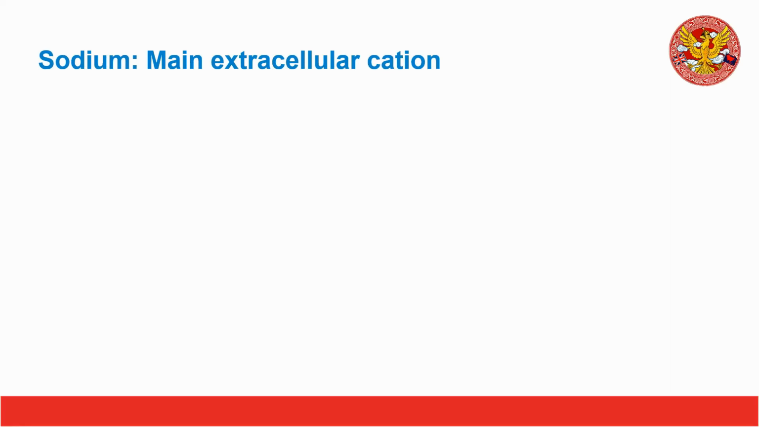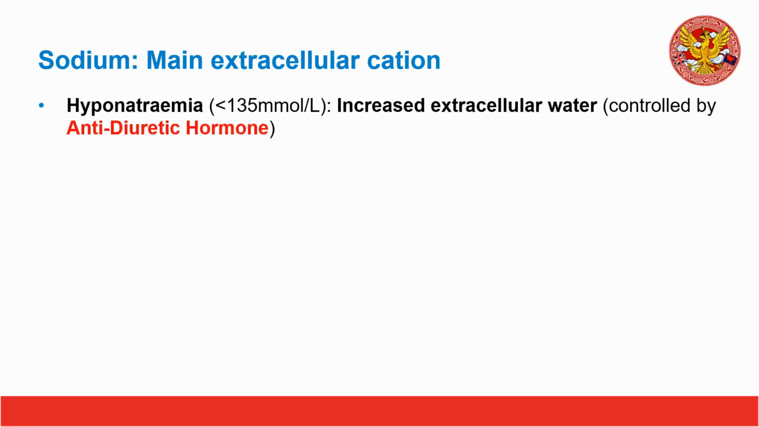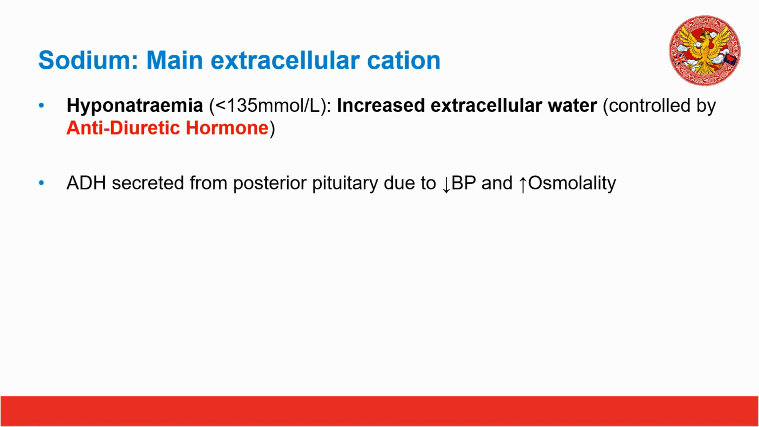Sodium is actually the main extracellular cation. So if you're thinking about what controls sodium levels in blood, it is the extracellular water, which is controlled by the antidiuretic hormone. This is released by the posterior pituitary in response to reduced blood pressure and increased osmolarity. And what it does is act on the distal part of the kidneys and reabsorb water. So when you are thinking sodium, think about ADH. ADH is the main determinant of sodium concentration in your blood.